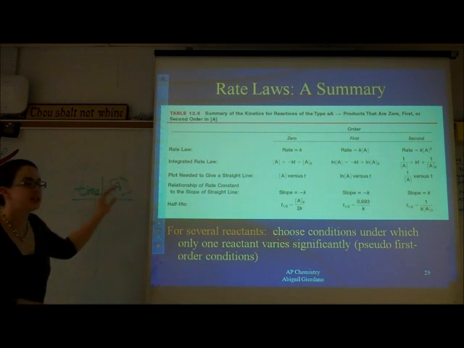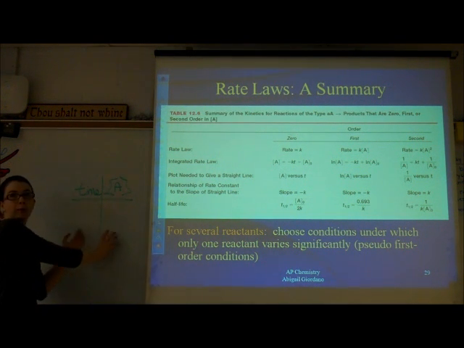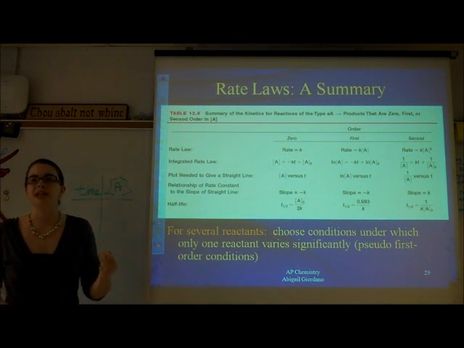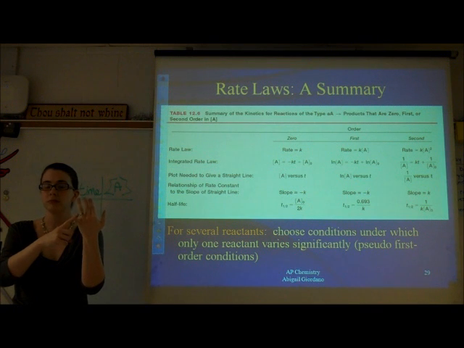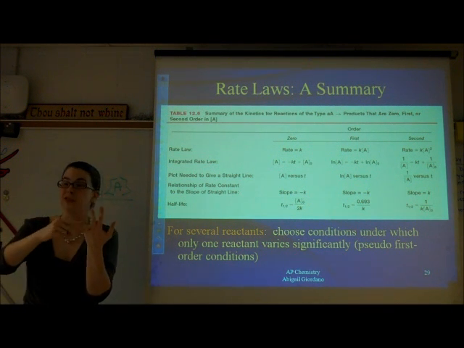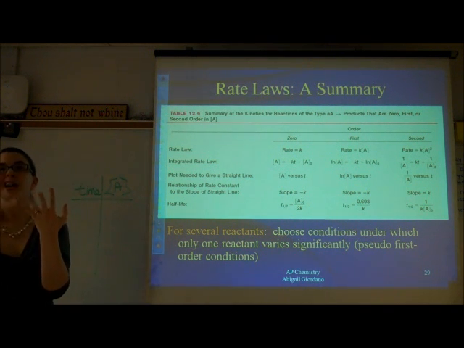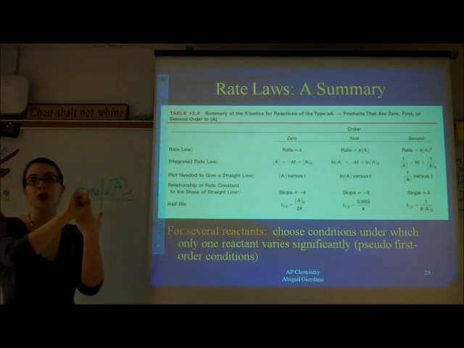If you are given a table of data, and we're going to do a problem like this in just a minute, you are ultimately testing for just 3 types. Is it zero order? If not, could it be first order? If not, then it must be second order. Those are your options.